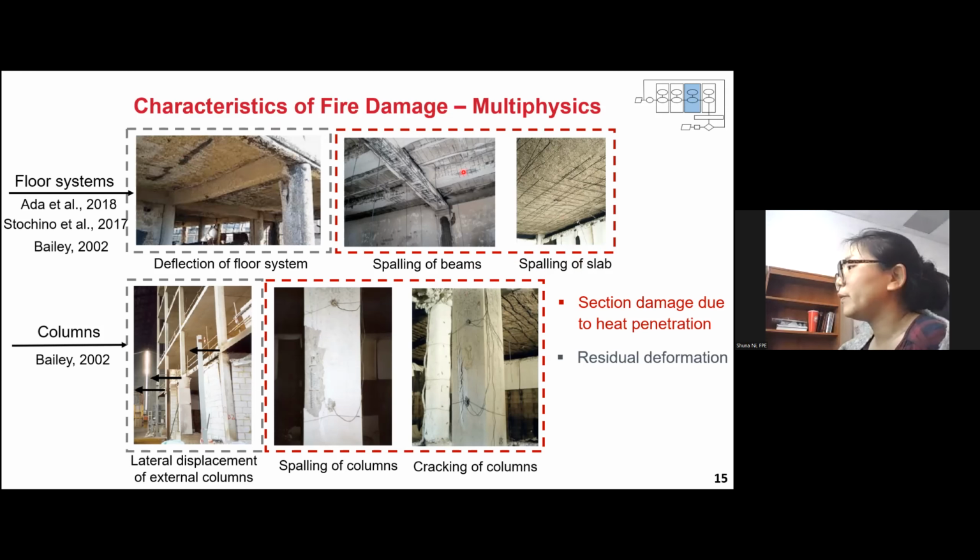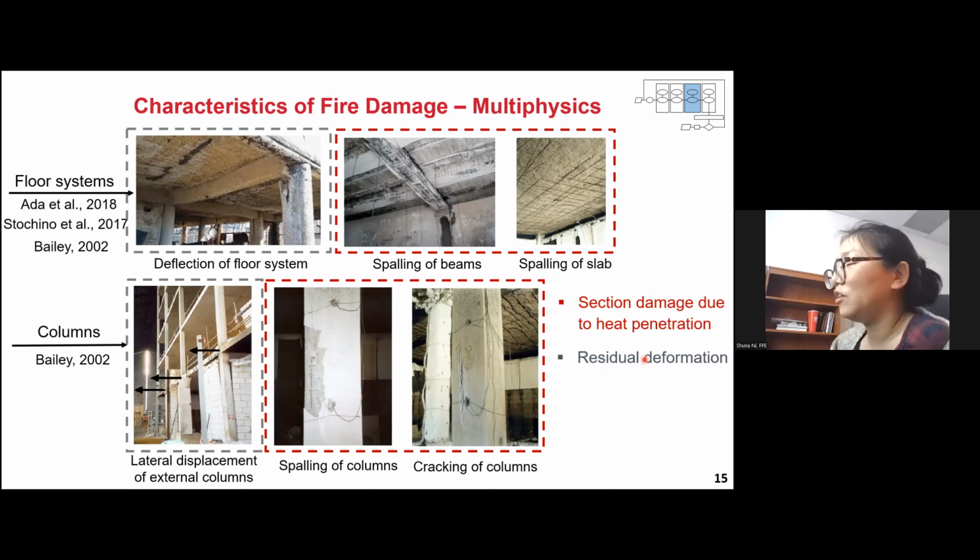So in the engineering demand parameters, we have something different from earthquake. For earthquake, you can just assume the deformation, the interstory drift, is the engineering demand parameter. But for fire hazard, the building's response under fire, we have to define two sets of engineering demand parameters. One is to represent the section damage due to heat penetration, and the other set represents residual deformations.